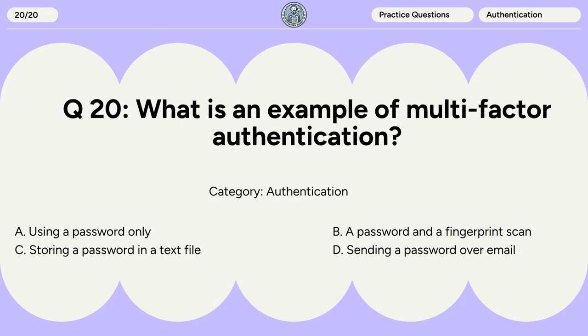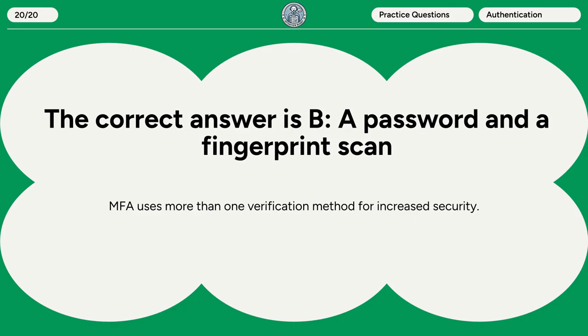Question 20. What is an example of multi-factor authentication? A. Using a password only. B. A password and a fingerprint scan. C. Storing a password in a text file. D. Sending a password over email. The correct answer is B. A password and a fingerprint scan. MFA uses more than one verification method for increased security.